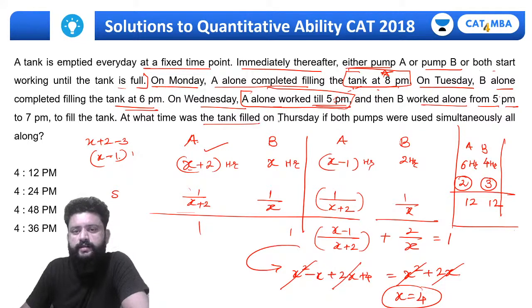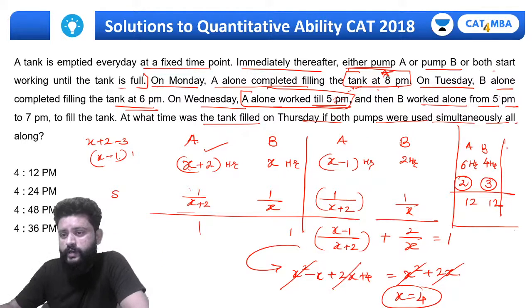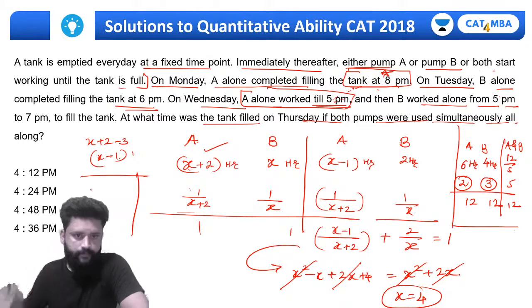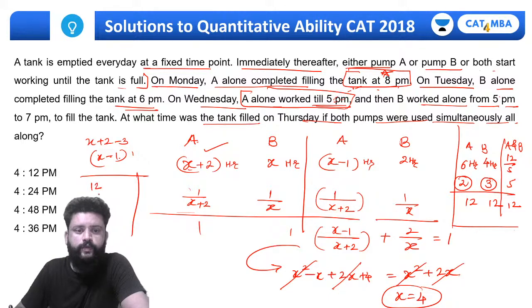At what time was the tank filled on Thursday if both the pipes were used simultaneously? So if A and B are opened simultaneously, that simply means it should be 12 divided by 5. 12 divided by 5 must be 12 by 5 hours, that comes out to be 2 hours, and 2 by 5, 1 by 5 is 12, so 2 hours 24 minutes. Only one answer.